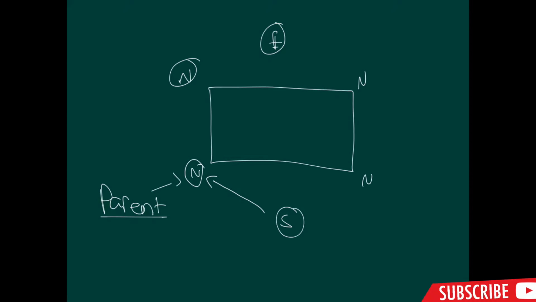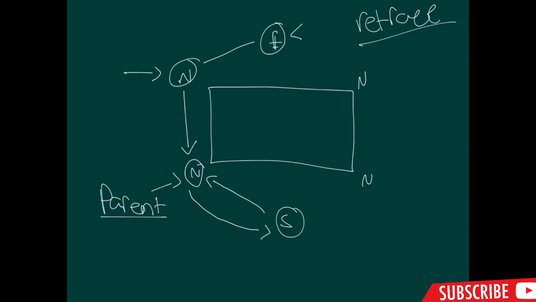The parent of this node will be equal to the node before it. The parent of this node will be equal to this. And the parent of this node will be equal to this. Then all we have to do in the end is retrace our steps. So we look at the end node's parent, which leads back to here, then this node's parent, which leads back to here, and then this parent's node, which leads back to here.